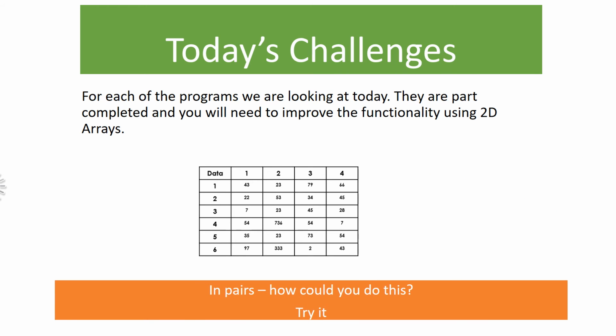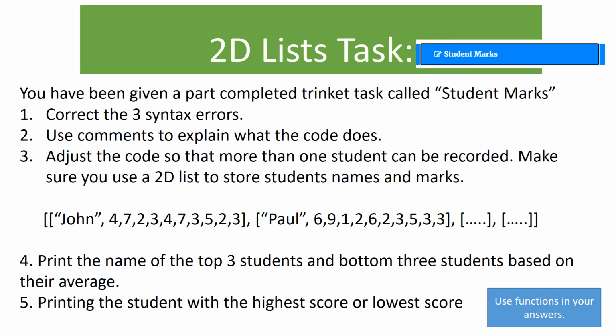So now we have a programming challenge. For each of the programs we're going to look at today, you're going to be using 2D arrays. Please open Trinket and look for the task which says student marks. You've been given part of a completed Trinket called student marks. Your first thing to do will be to correct the 3 syntax errors and use comments to explain what the code does.